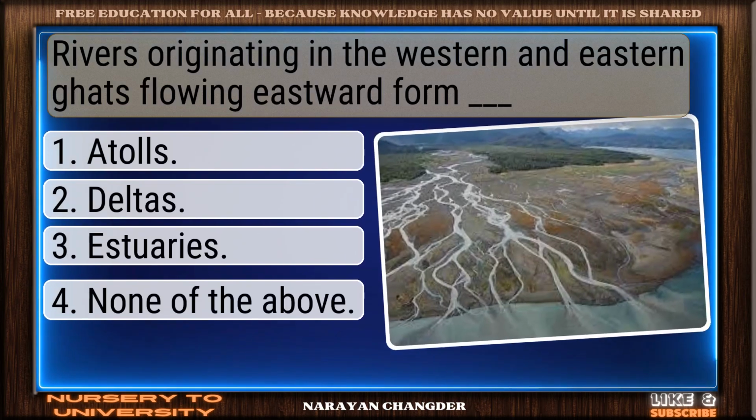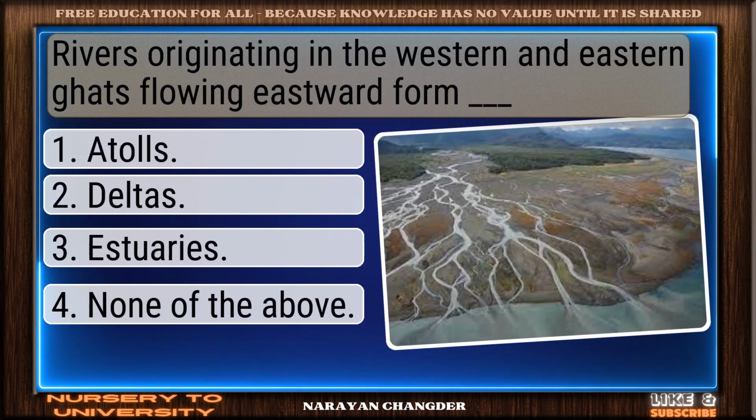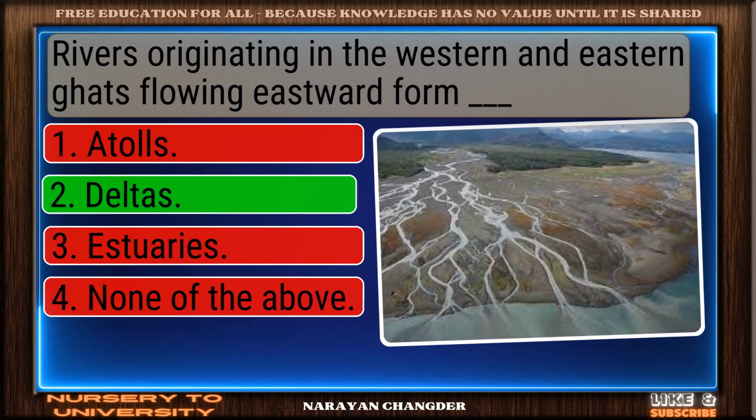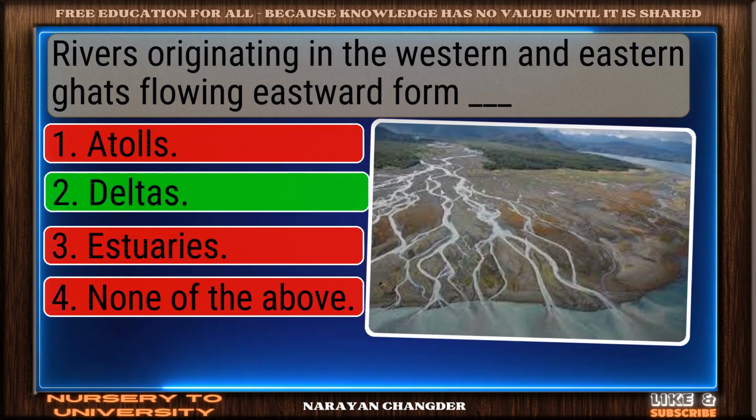Question number 5. Rivers originating in the Western and Eastern Ghats flowing eastward form dash. Well done. Deltas is the right choice.